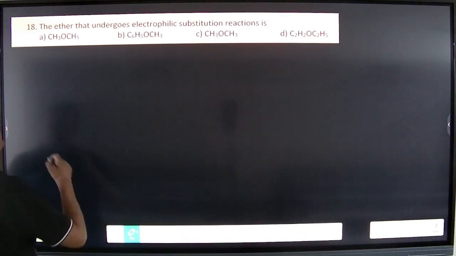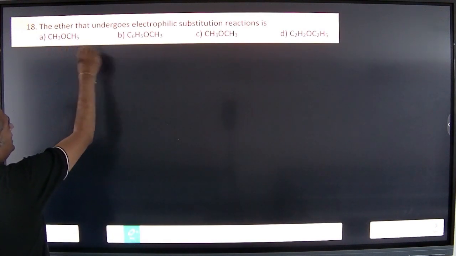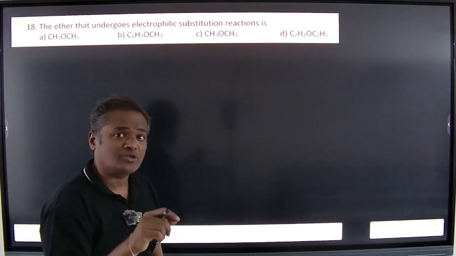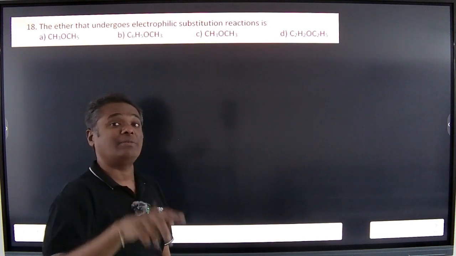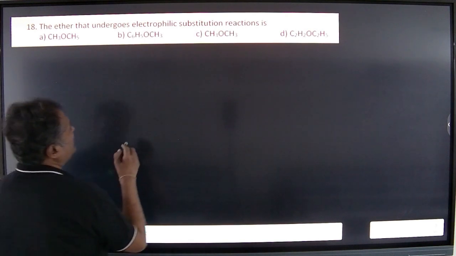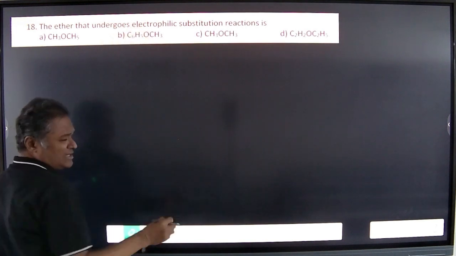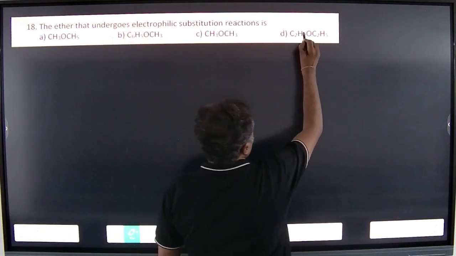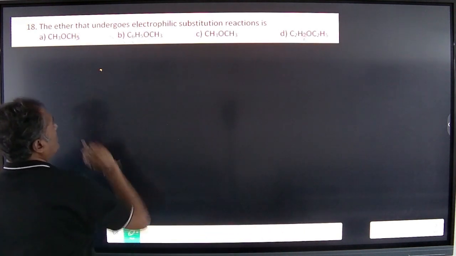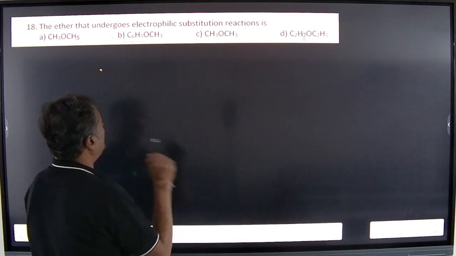Now, child, in this question, the ether that undergoes electrophilic substitution reaction. Just tell me one thing, which compound undergoes electrophilic substitution reaction well? It is nothing but a benzene molecule, correct? Out of these 4 examples, you can see benzene over here, so your correct answer is B. There are some silly mistakes: here it has to be 5, and here it has to be 3. But we know the answer is that only benzene likes to undergo electrophilic substitution. So your correct answer is B. I hope this is clear, child.